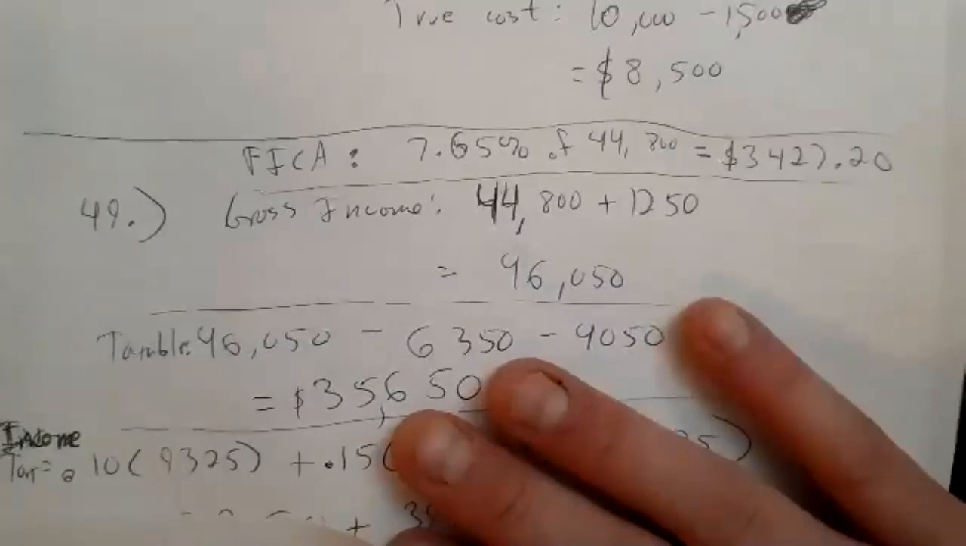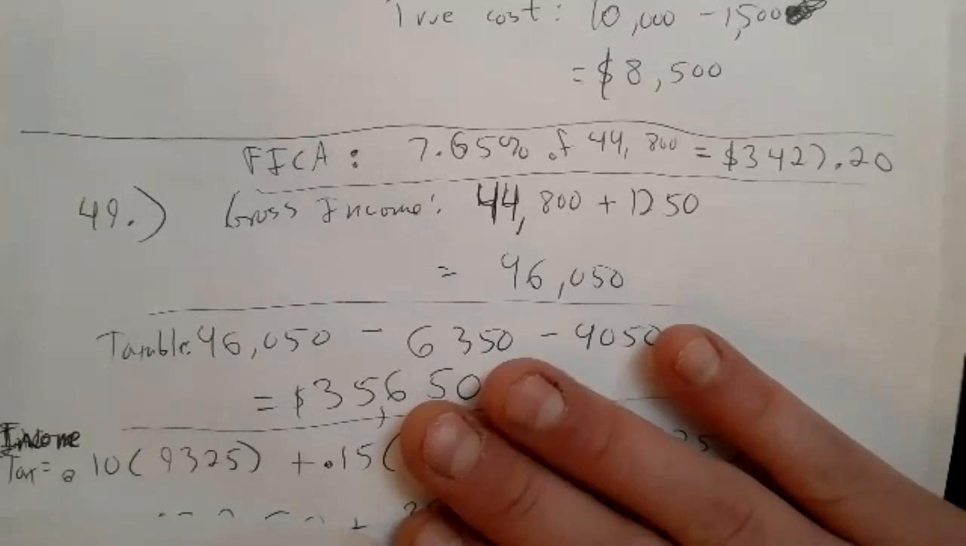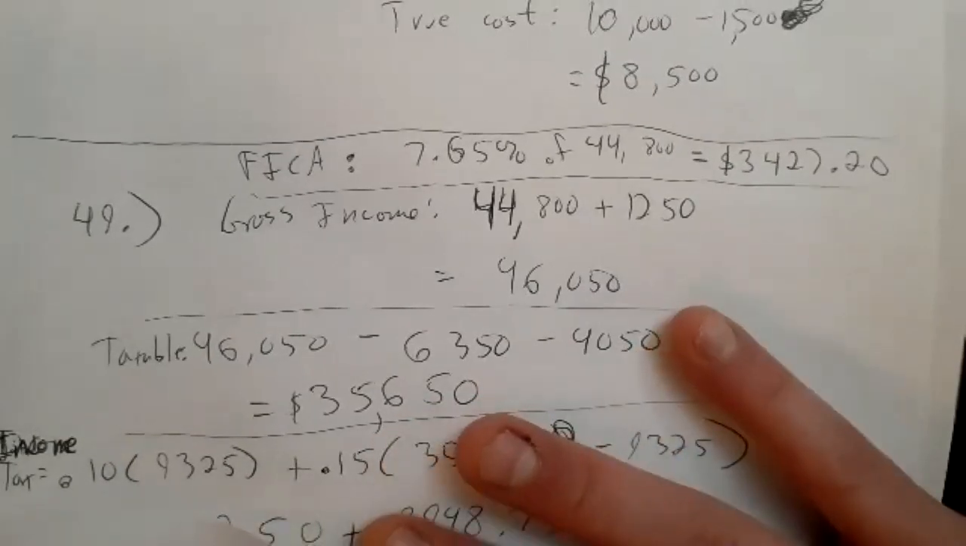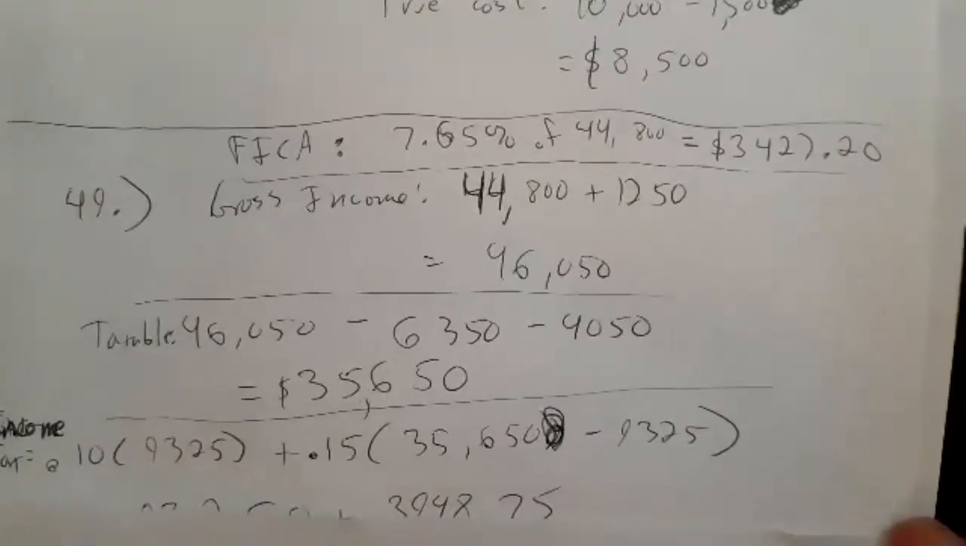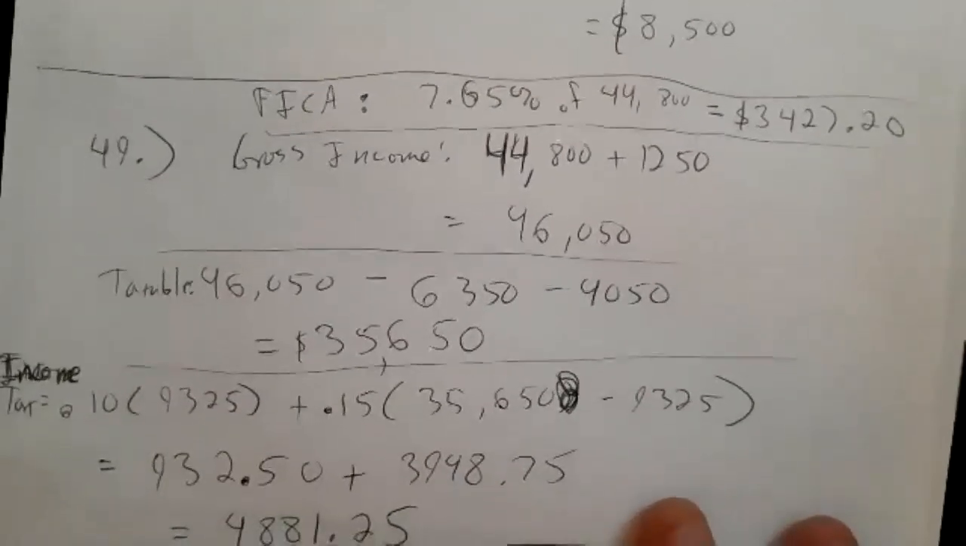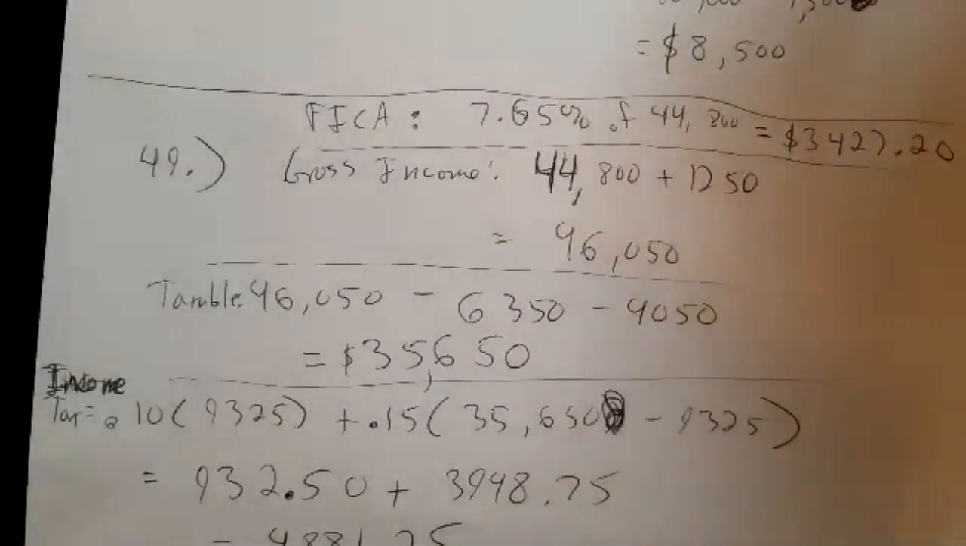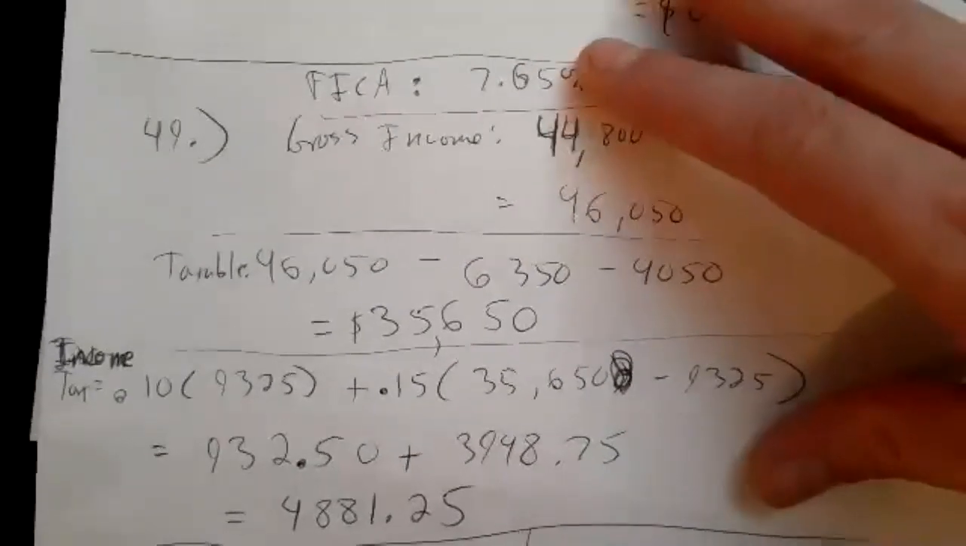The first thing, 10% on that first 9325, 15% on everything above that, from our taxable income to the 9325. We can subtract those numbers. We can multiply those numbers. We can get this total income tax from those brackets.